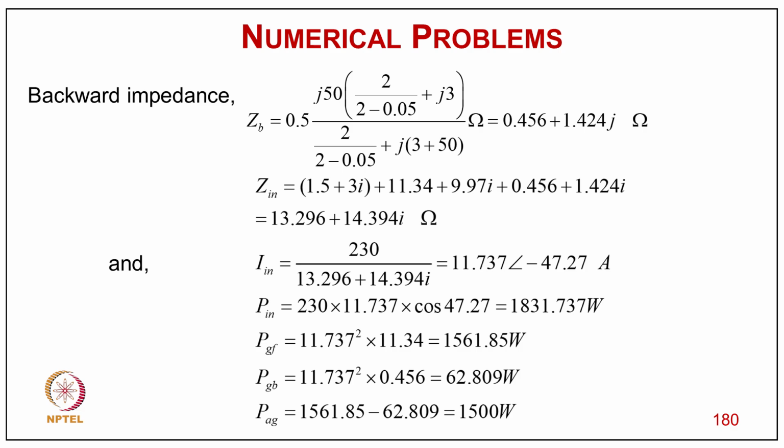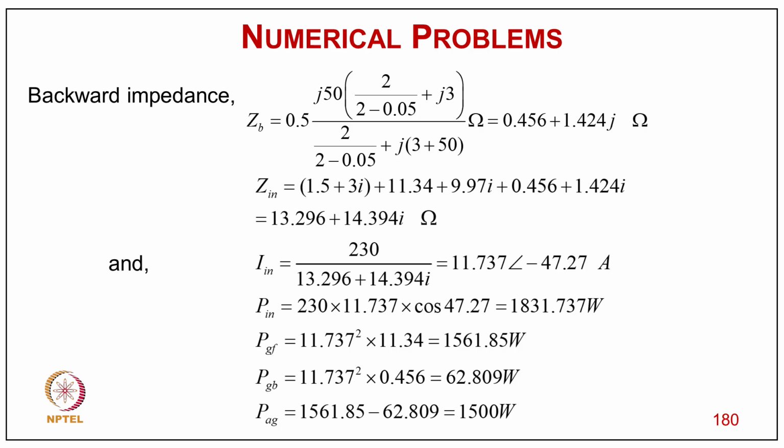You can get the sum of both, ZF plus ZB. It comes 10.296 plus j14.394 ohm, and you can find out IN equal to the voltage divided by this ZIN. It comes 11.737 at the angle of minus 47.27 degree, and PIN equal to 230 into 11.7 cos of the angle between the two, 47.27. It comes 1831.73 watt.